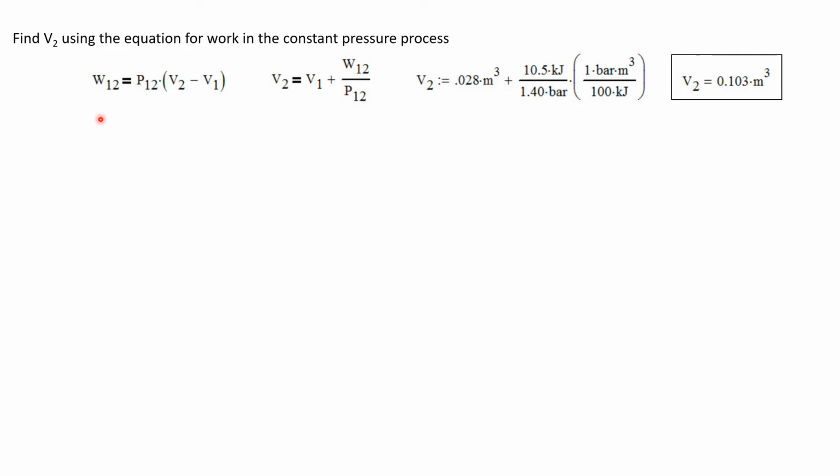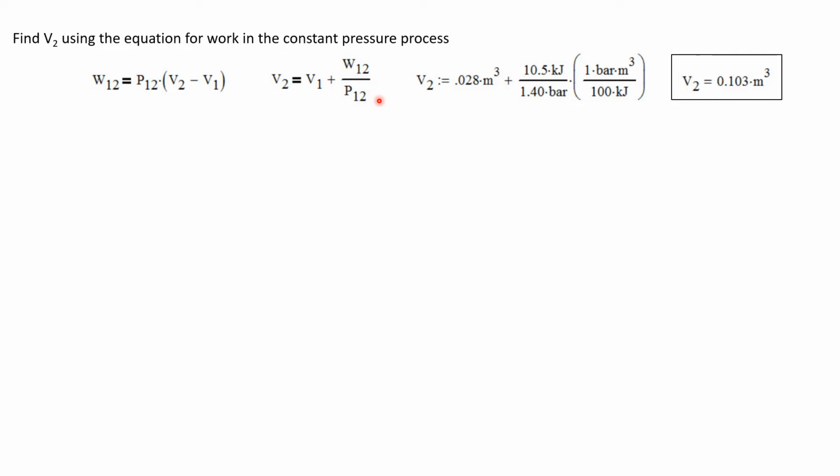So using the expression for work for a constant pressure process, we know that the work done by a constant pressure process is the pressure times the final volume minus the initial volume. We can rearrange this equation and solve for V2, because that is the unknown we wish to find. It's simply V1 plus work for process 1, 2 divided by the pressure for process 1, 2.